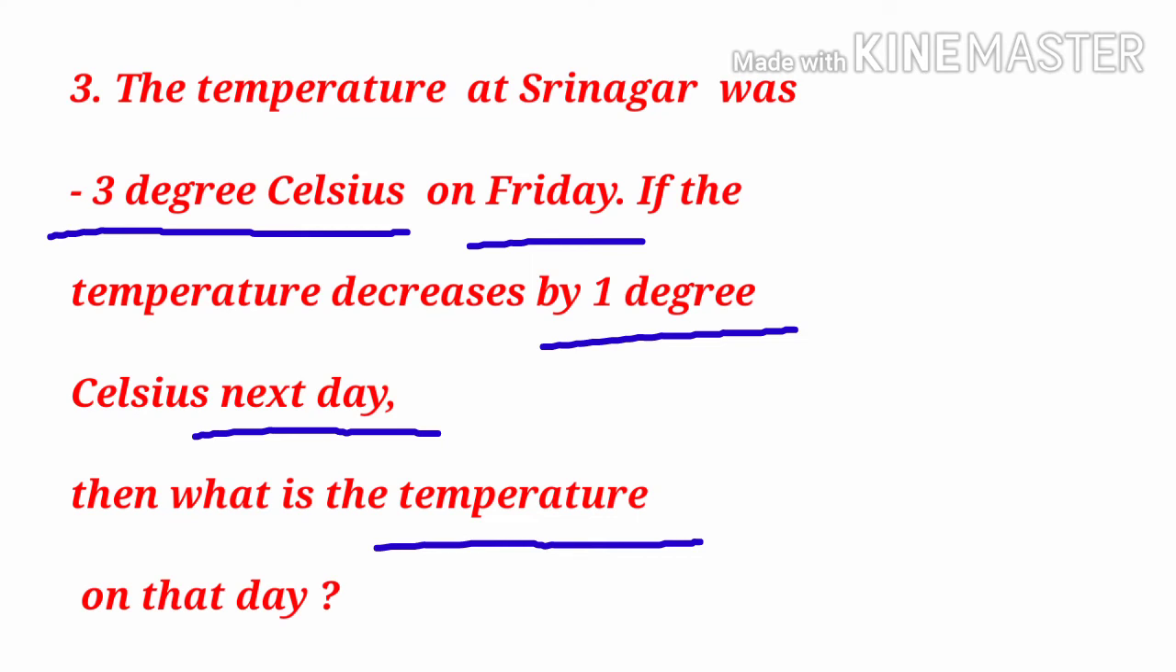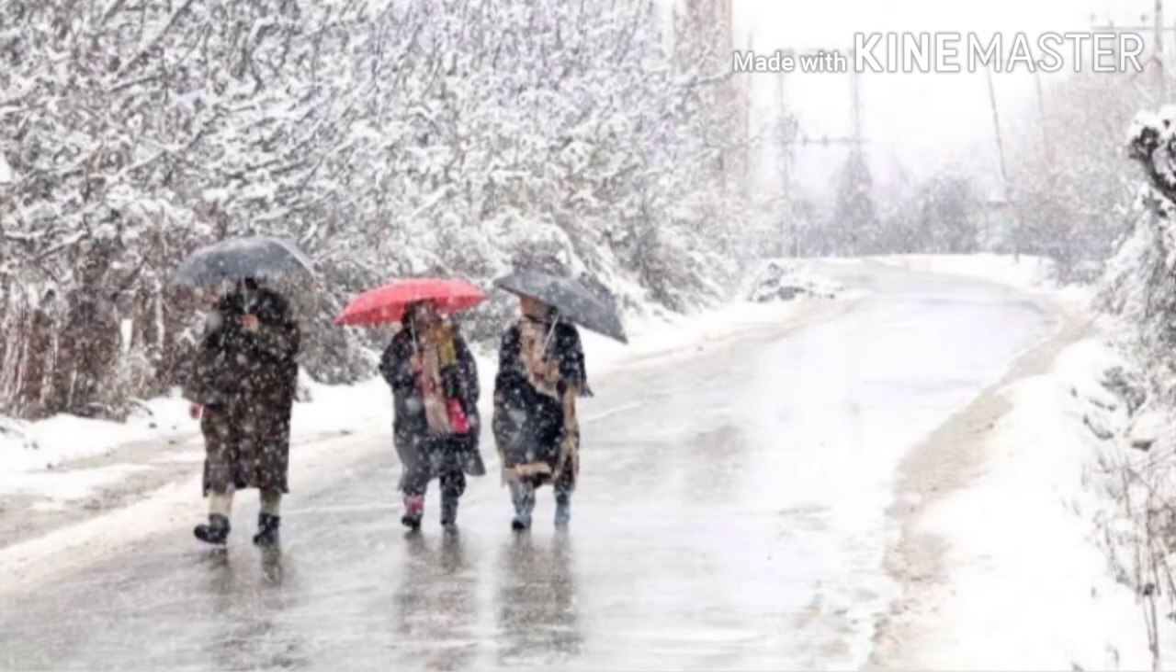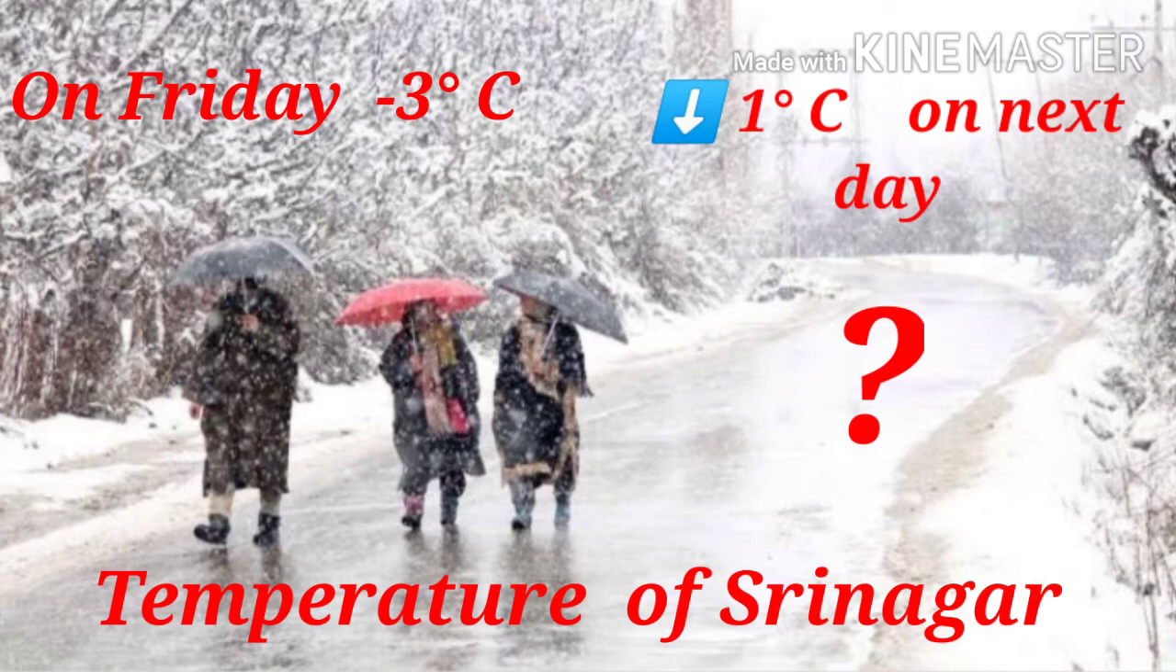The temperature at Srinagar was minus 3 degrees Celsius on Friday. If the temperature decreases by 1 degree Celsius next day, then what is the temperature on that day? The temperature at Srinagar on Friday is minus 3 degrees Celsius. The next day it further decreases by 1 degree Celsius. Here the word decrease denotes a negative sign. Hence, decrease of 1 degree Celsius means minus 1 degree Celsius. So, the present temperature is minus 3 degrees Celsius minus 1 degree Celsius.